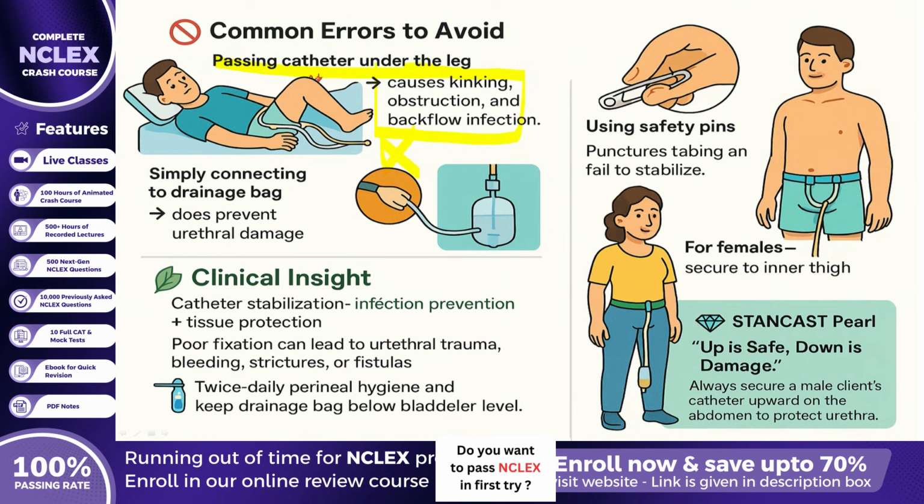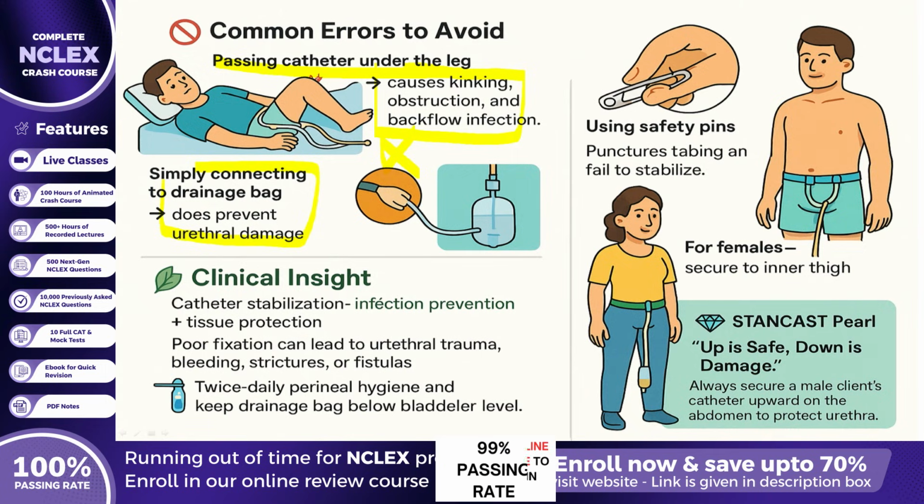Moving on, option 3, fastening the drainage tubing to the bed with a safety pin, is also inappropriate. Though maintaining a straight drainage line is necessary, using a safety pin may puncture or tear the tubing and fails to stabilize the catheter at its insertion point. The correct practice is to secure the tubing to the bed linen, not the bed frame, with a purpose-designed clip that allows flexibility without tension.